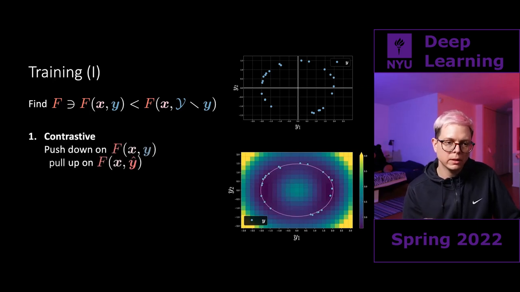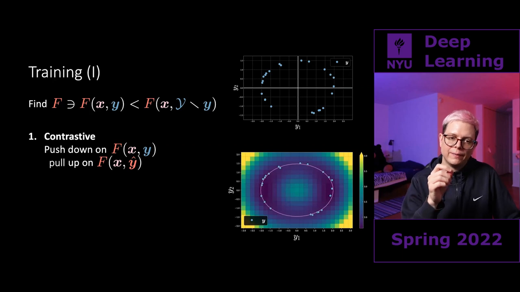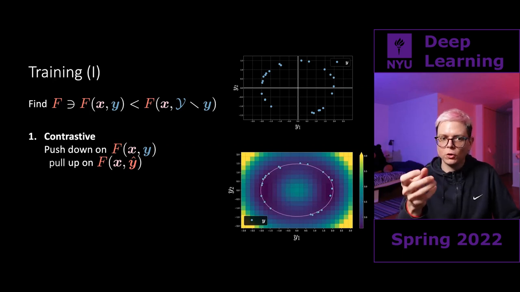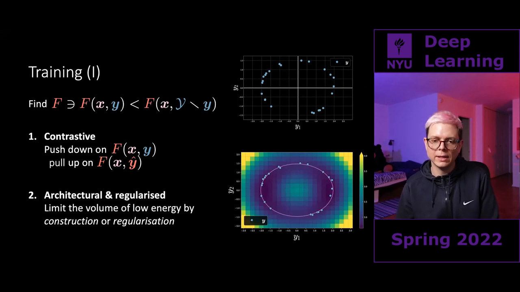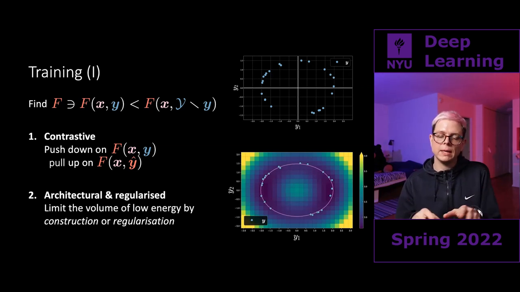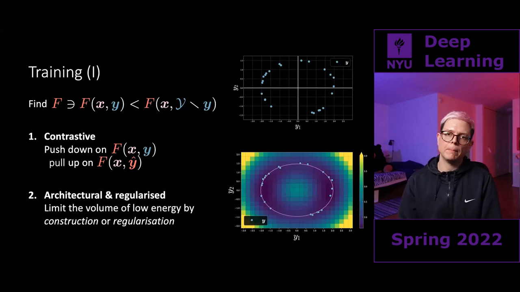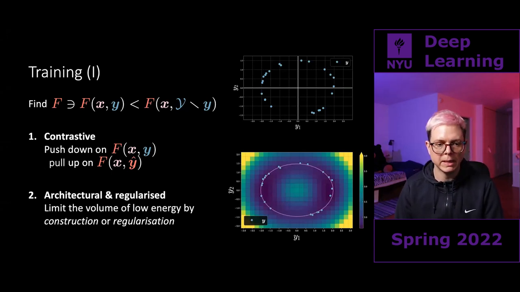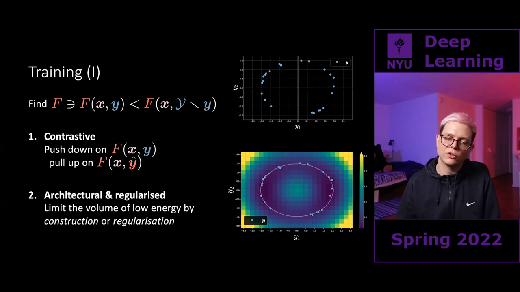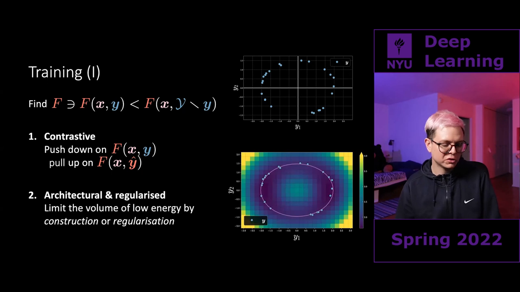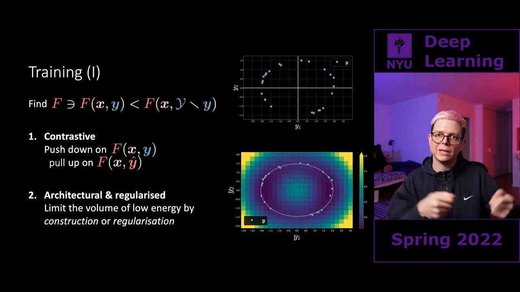You either have the contrastive technique: you push down the energy on the things that you observe, and you pull up the energy on locations that are not the blue locations. Or there's the other option, the architectural case, where we confine the region of low energy space to be, in this case, a one dimensional manifold. It's a curved, still one dimensional manifold embedded in this two dimensional ambient space. Or you have the regularization term, which is like a soft constraint. You can usually think about the architectural as a hard type of constraint, and the regularized as some sort of softer, springy thing, okay?